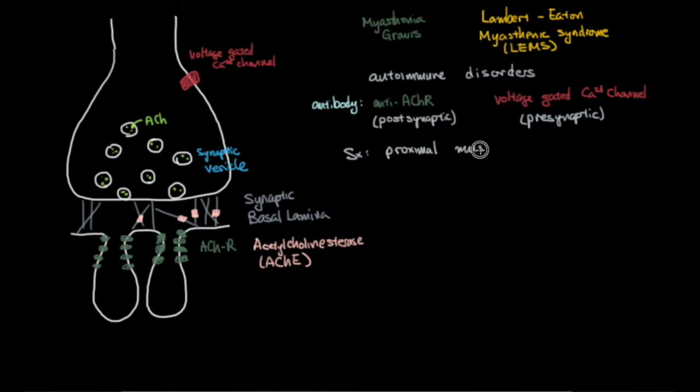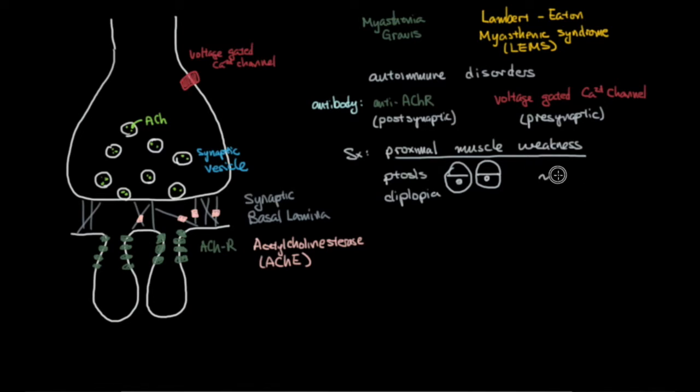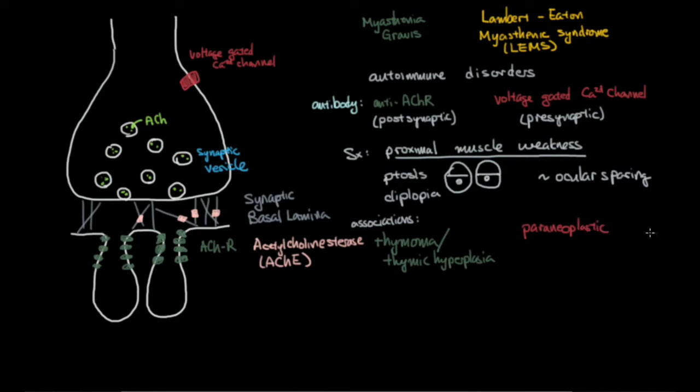However, myasthenia gravis is characterized by drooping of the eyelids, ptosis, as well as diplopia, or double vision. An important characteristic: the muscle weakness in myasthenia gravis gets worse with muscle use, whereas in Lambert-Eaton syndrome, the muscle weakness gets better with muscle use. Myasthenia gravis is known to be associated with thymic diseases, whereas Lambert-Eaton syndrome is associated with paraneoplastic syndromes, such as from small cell lung cancers.